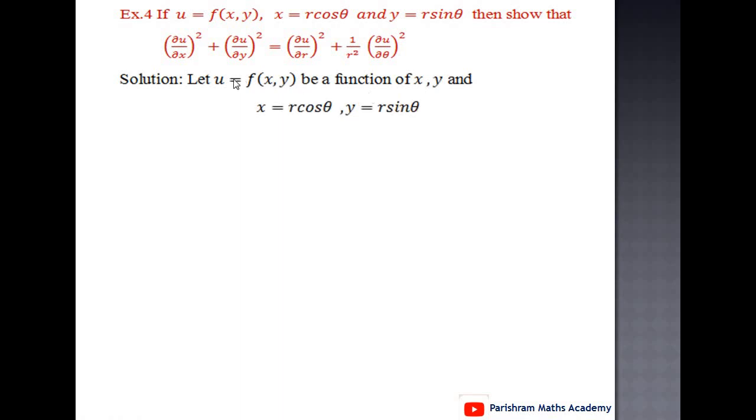Solution. Let u equal to f of x comma y be a function of x and y, and x equal to r cos theta, y equal to r sin theta. Here u is a function of x and y, which are functions of r and theta.